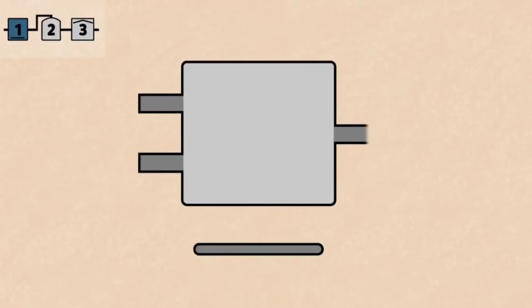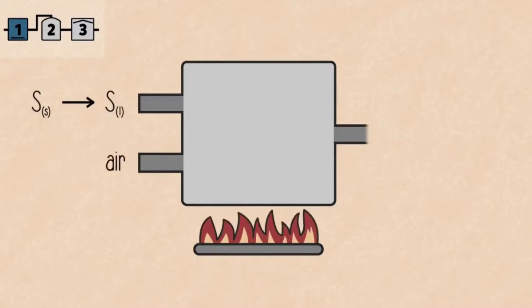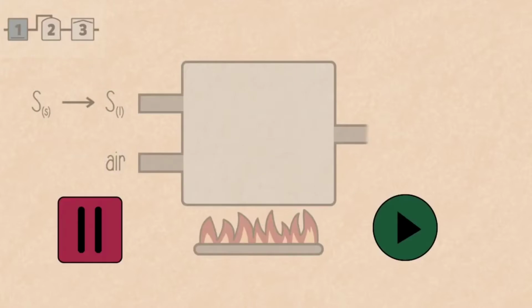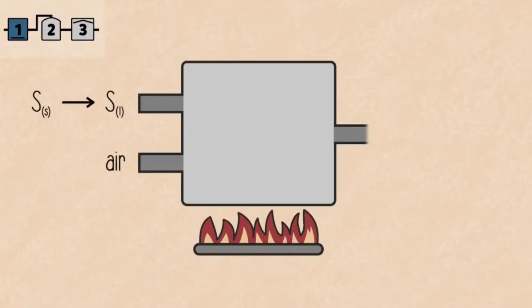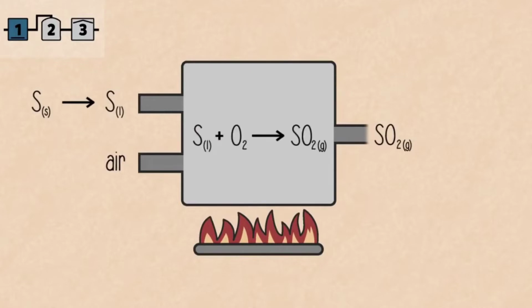In stage one, sulfur is obtained in its elemental form, a solid, it is melted, and is then combusted in oxygen. What do you think is formed at this stage? Could you write a chemical equation for this? Pause, think, and continue when you're ready. The product formed at this stage is sulfur dioxide, and the chemical equation for this is shown. Did you get it right?